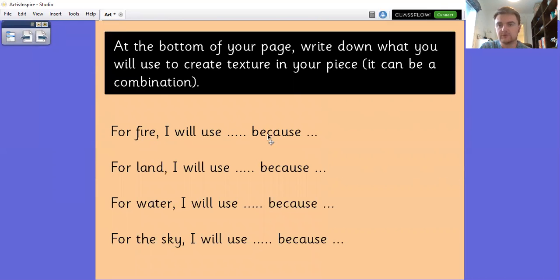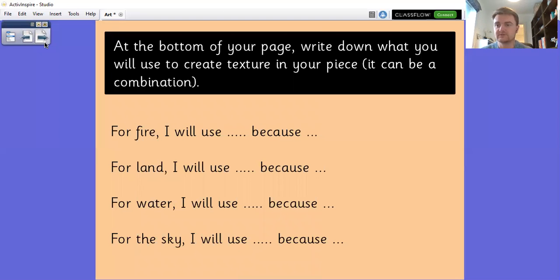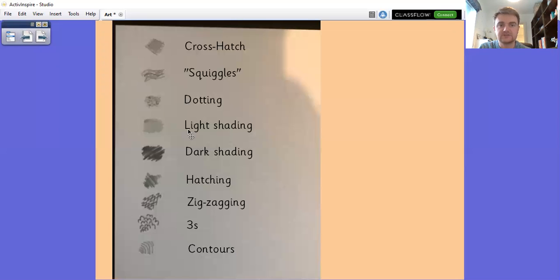For fire, I will use what? Because, and give me a reason why. Tell me what colors you would use and what techniques you would use. It might be that you would use more than one technique. You might use dark shading for some aspects of the fire, light shading for some aspects of the fire, squiggles for the smoke. So tell me about all of those and why you would use it for each of those 4 elements. If you don't have colors, that's absolutely fine. We can still use these textures to create that black and white picture, including all of the elements. So you can still try that.